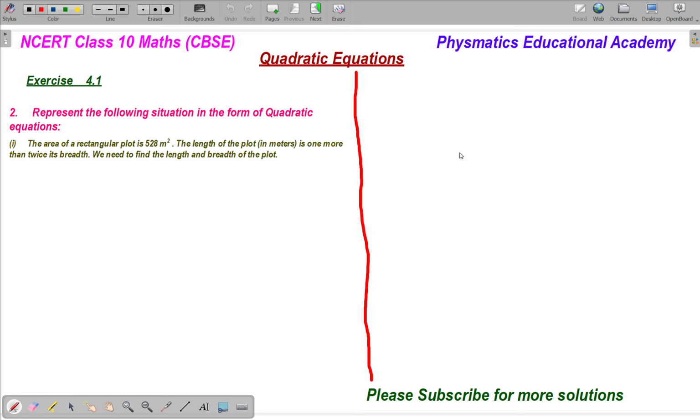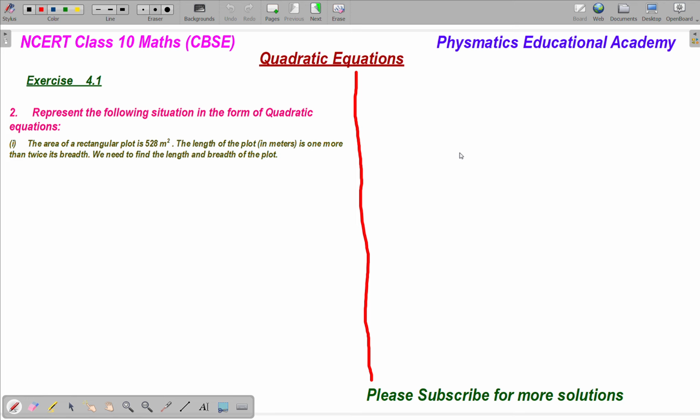This is a continuation class of Quadratic Equations, Exercise 4.1, Question Number 2. Represent the following situation in the form of quadratic equation. The first question is, the area of a rectangular plot is 528 m². The length of the plot in meters is one more than twice its breadth.